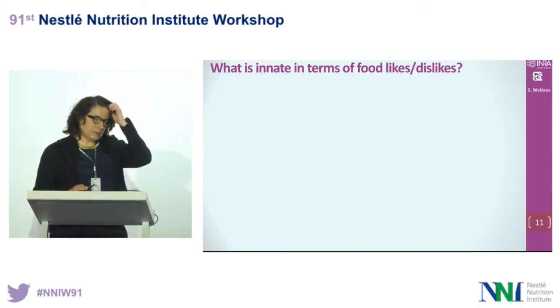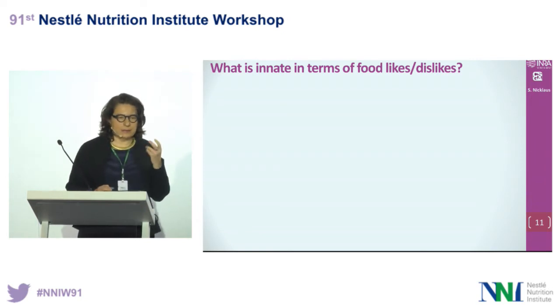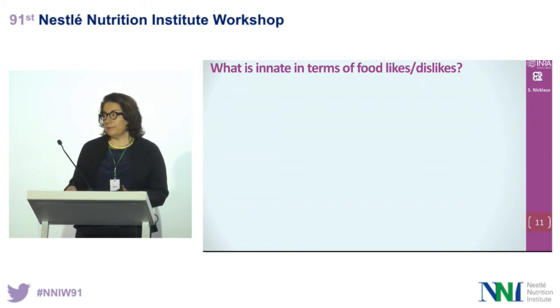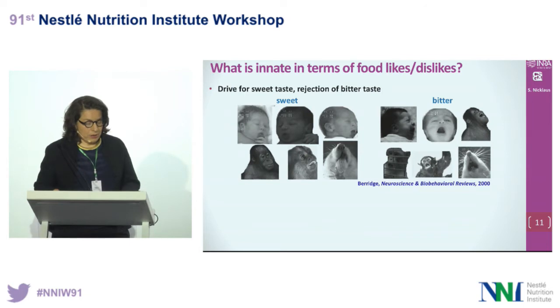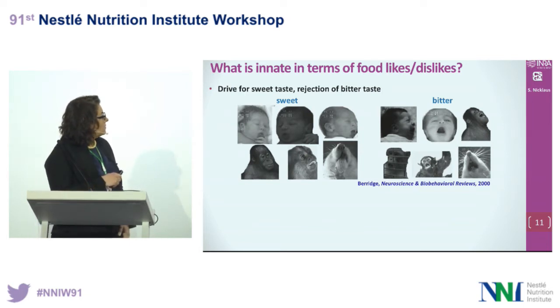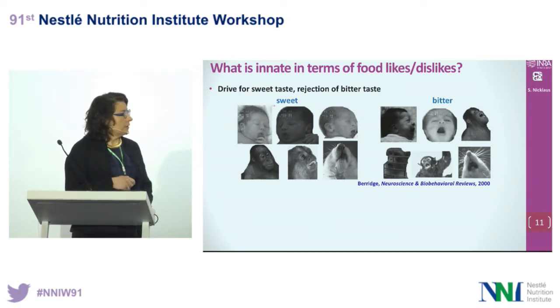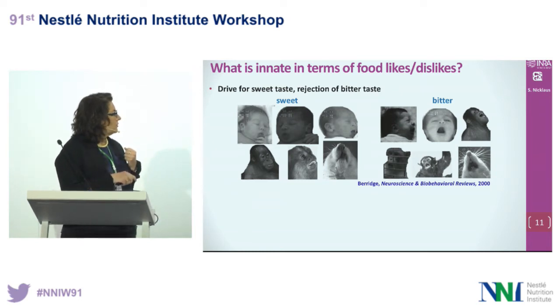First question we can ask is, what is innate in terms of food likes and dislikes, and in particular in terms of taste preference or odor preference? Well, in fact, not much. So we know from a variety of studies, and some are quite old, that there's a drive for sweet taste and the rejection of bitter taste at the beginning of life, and that's a very highly conserved observation. So it's true in human infants, but also in primates and in some rodents.